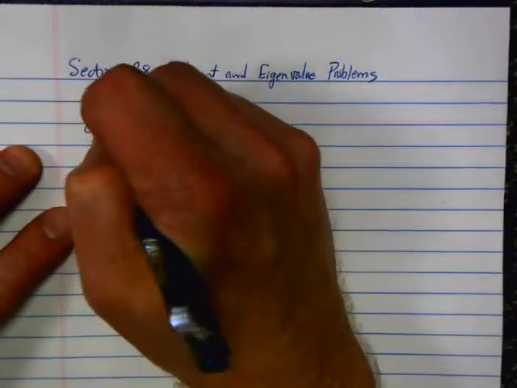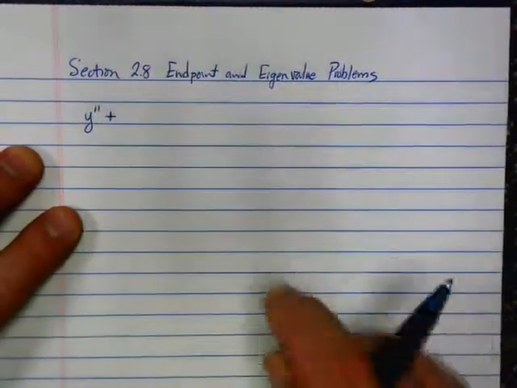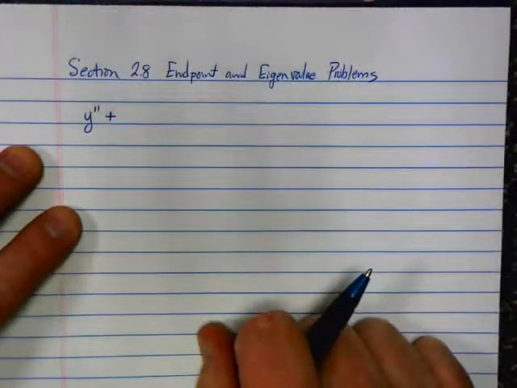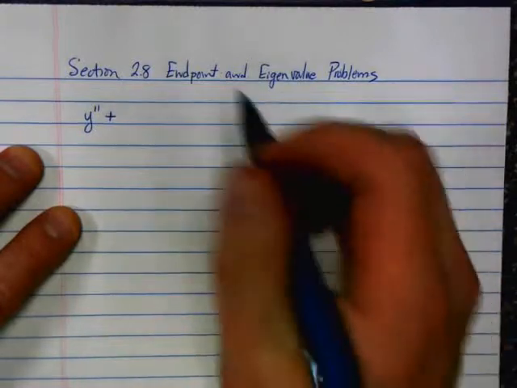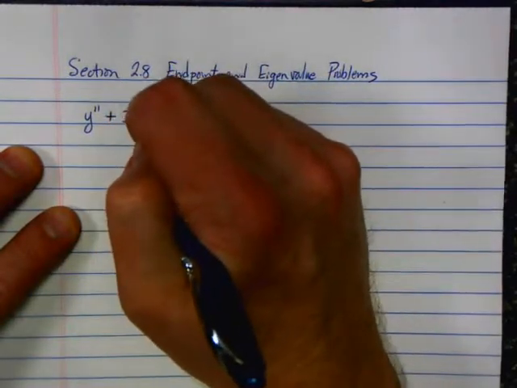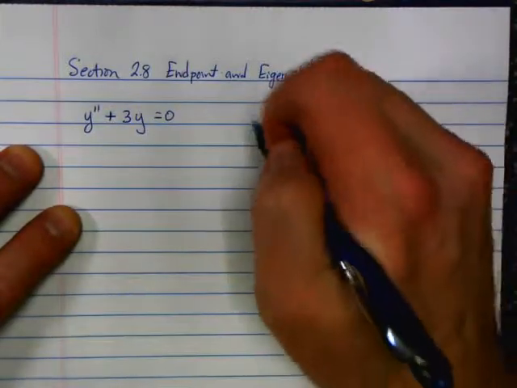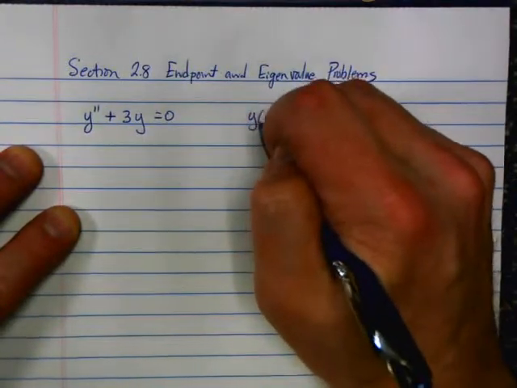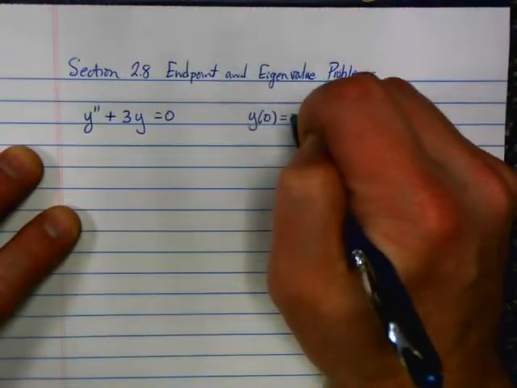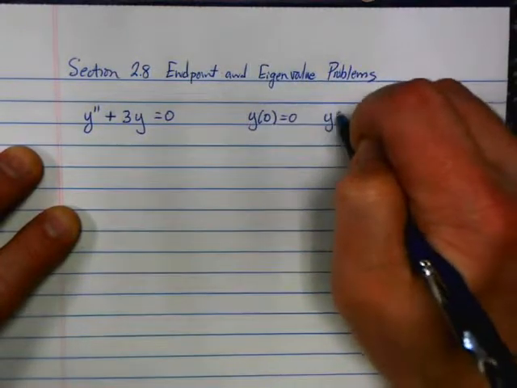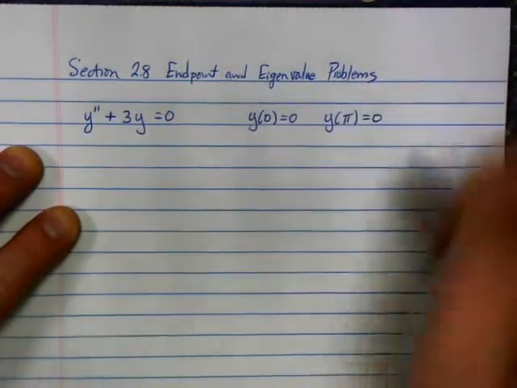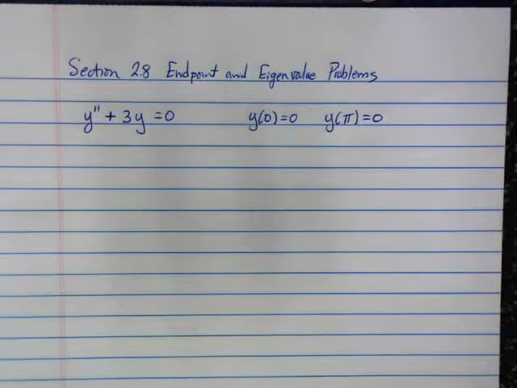All right, so your typical endpoint and eigenvalue problems are going to look like this. y double prime plus, well, I don't know, somebody give me a nice number. 3 or 2. How about 3y equals 0? And then we're going to have y at 0 equals 0, y at pi equals 0.